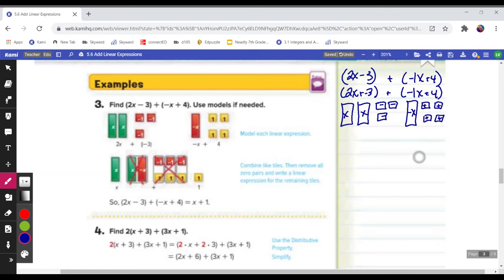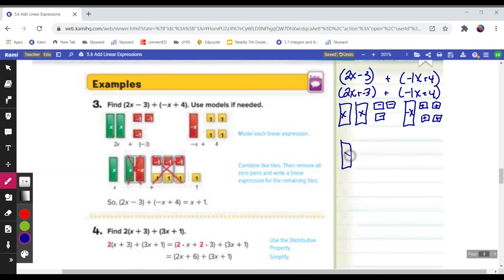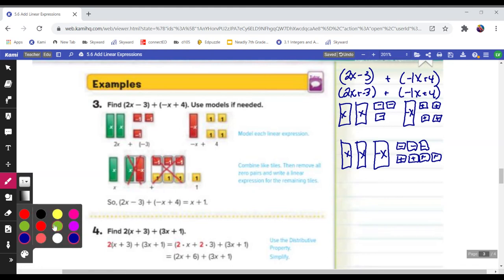So I'm going to rearrange this and put my variables by each other. So I have 2 positive x's, 1 negative x, 3 negative 1s, and 4 positive 1s. So when I have positives and negatives that can be crossed out, when I have 0 pairs, that's exactly what I'm going to do. I'm going to cross them out.